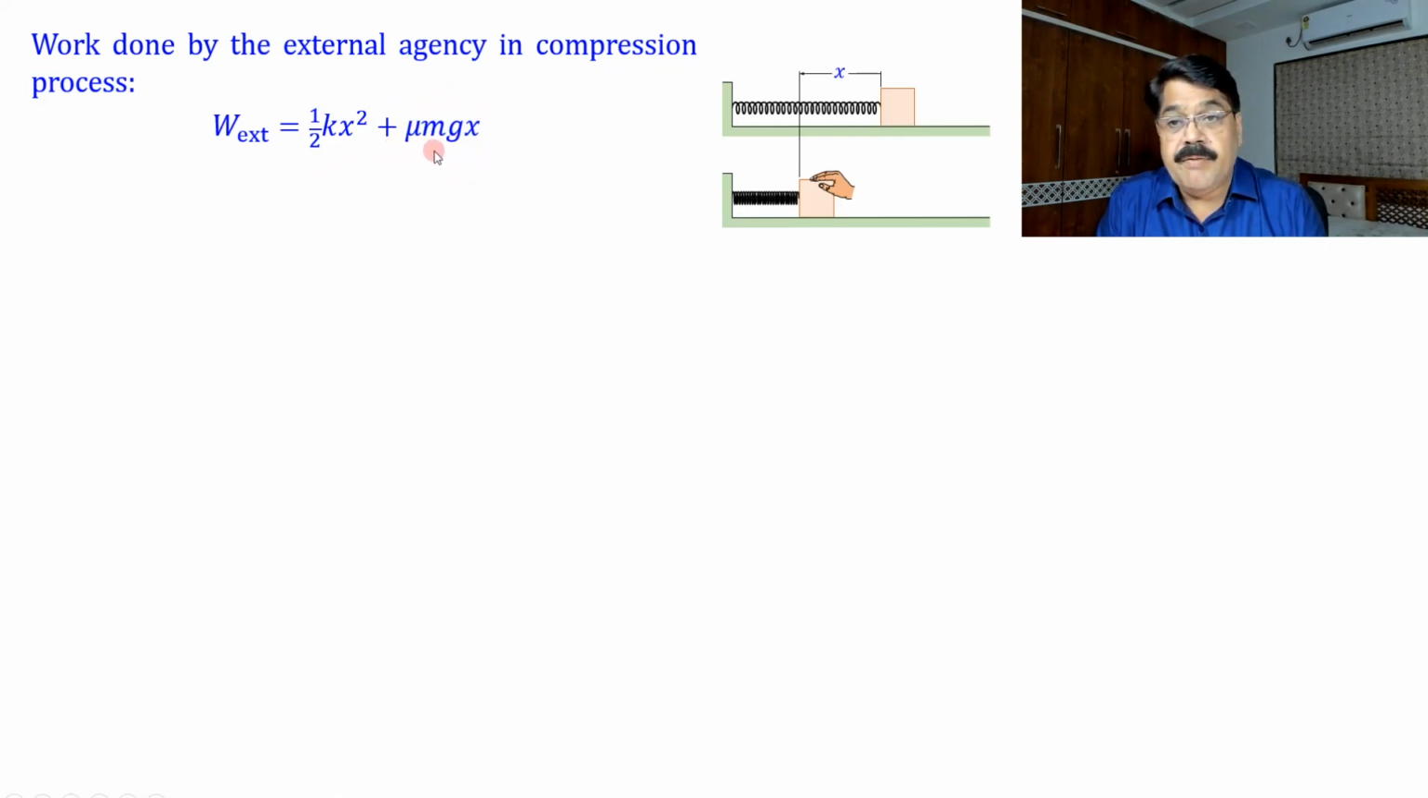Of course, they were negative, but what equation do we get here? W external minus half kx squared minus mu mgx equals 0. So we get W external equals half kx squared plus mu mgx. Now you can see one thing. Of course, half kx squared is the energy stored in the spring, but the external agency is doing more work here. So what can we predict? This external agency is doing work in pushing the block from here to here. Some part of this work is stored in the spring and some part is continuously dissipated in the friction.